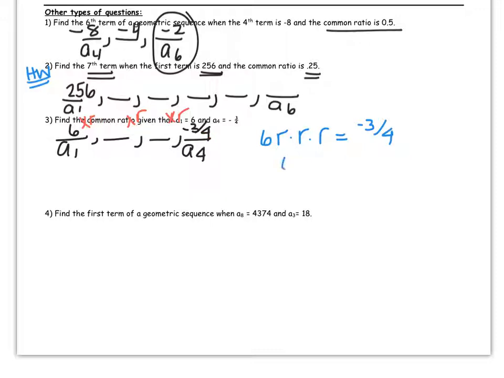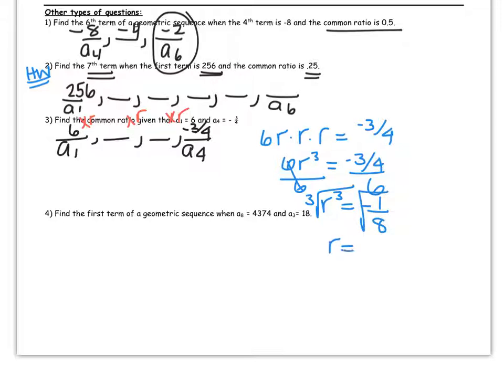So this is the same thing as saying 6r to the third equals negative 3/4. You could divide by 6. So in the calculator, negative 3/4 divided by 6, and that will give us negative 1/8. So r to the third is negative 1/8. And we take the cube root of both sides, and we get r is equal to negative 1/2. So they're asking for the common ratio, and there it is.